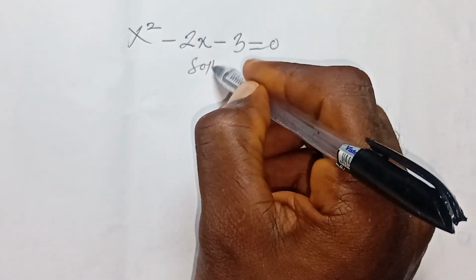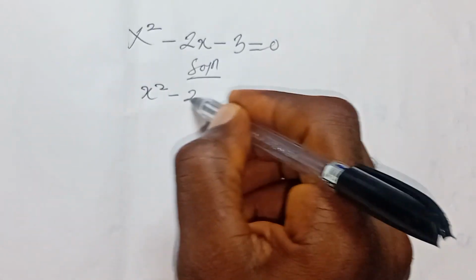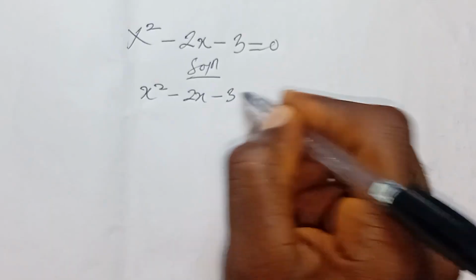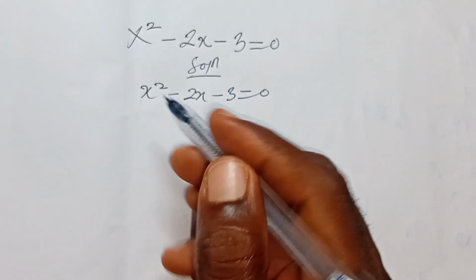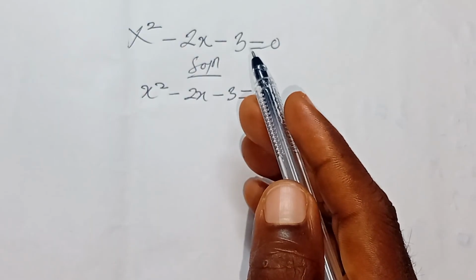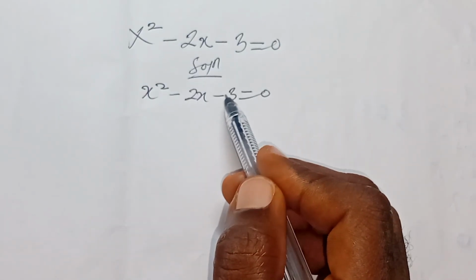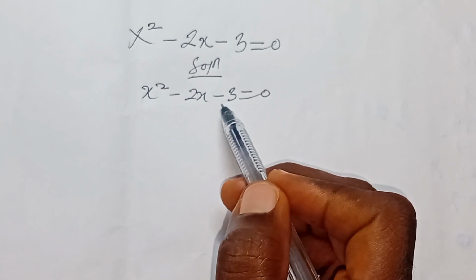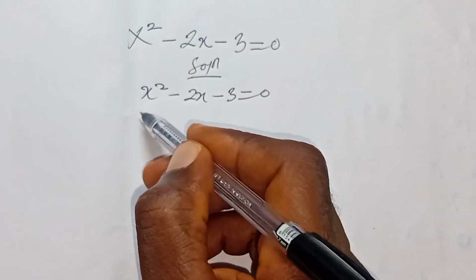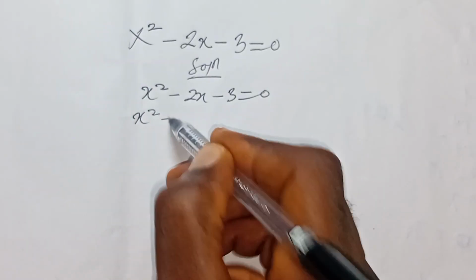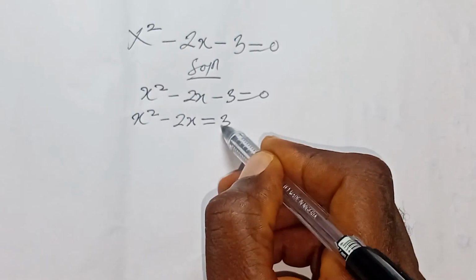Solution. So we have x squared minus 2x minus 3 is equal to 0. Now, the first approach by using the method of completing the square is to move this constant minus 3 across the equal to sign. It becomes positive. So we have x squared minus 2x is equal to 3.